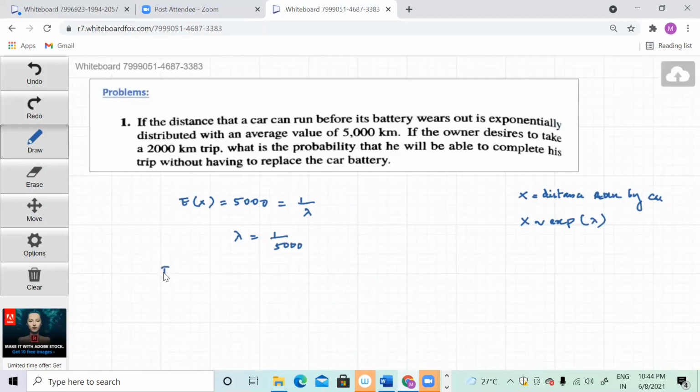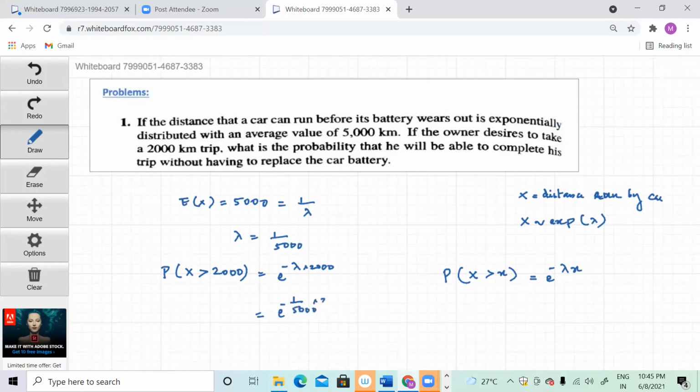Hence lambda is equal to 1 by 5,000. Now we are asked to find the probability that X is greater than 2,000, which is given by e raised to minus lambda into 2,000, using the property that the probability of X greater than x is given by e raised to minus lambda x. Substituting lambda as 1 by 5,000 into 2,000, we get e raised to minus 2 by 5. So this will be the probability that the owner can complete the trip without having to replace the car battery.